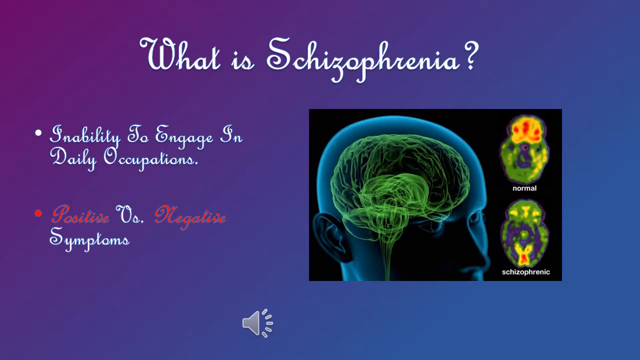Let's get started. What is schizophrenia? Schizophrenia is a serious mental illness that involves the inability to engage in daily occupations. It is a mental illness that occurs in late adolescence and young adulthood. It's a psychological disorder, and you must have symptoms for 2 weeks in order to receive treatment. It is when individuals cannot separate reality from non-reality, and people with schizophrenia often have hallucinations, delusions, disorganized thinking, and they may hear voices.